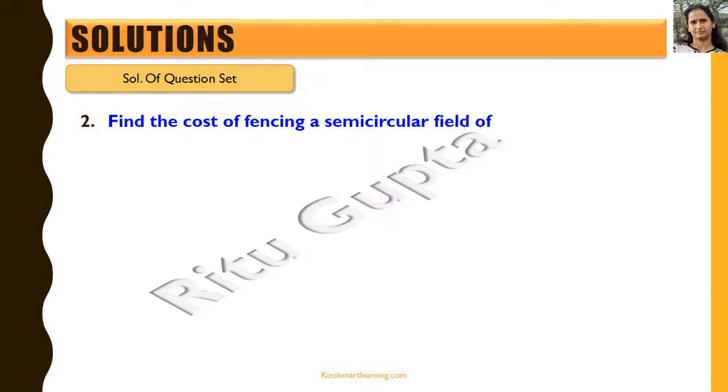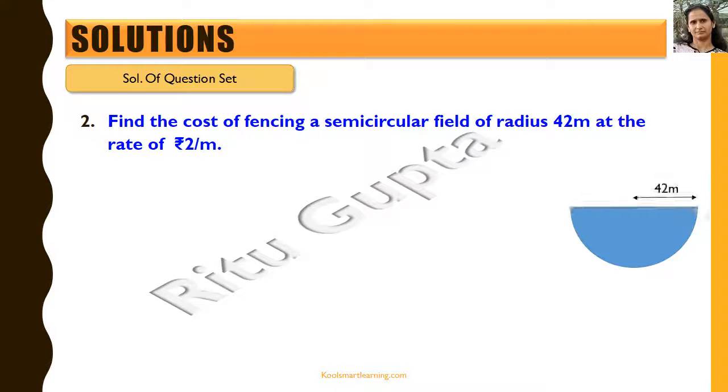Let's look at the second question. We need to find the cost of fencing a semicircular field of radius 42 meter at the rate of rupees 2 per meter. So now this is the field which is given to us. We need to first find out its perimeter and then we can find out the cost of fencing it.